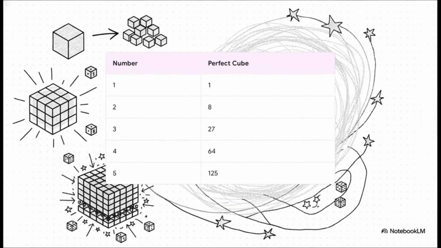Now check this out. What's really interesting here is just how quickly these numbers grow. The cube of 1 is just 1. Easy enough. For 2, it's 8. But by the time we get to 5, its cube has already exploded to 125. This massive jump, this exponential growth, is a really key part of what cubing is all about. This little table shows the first few you'll probably want to remember.